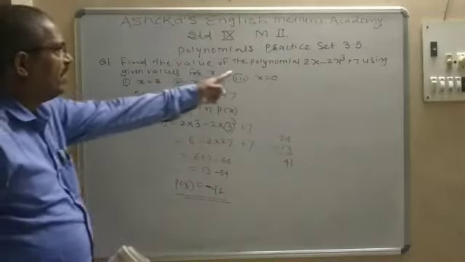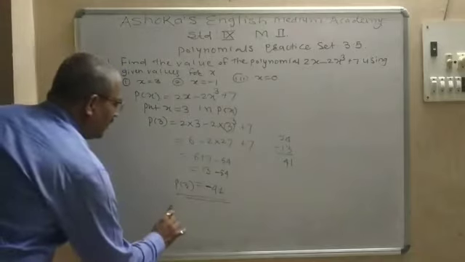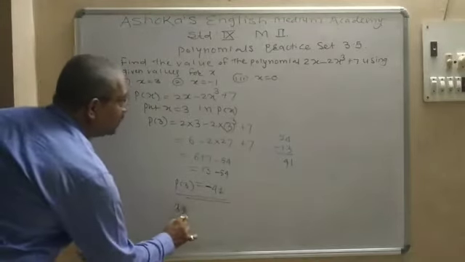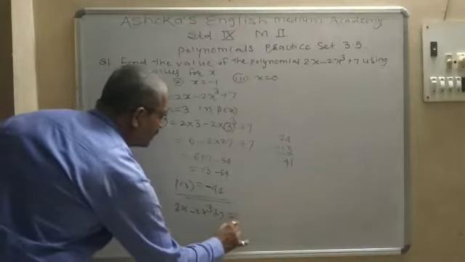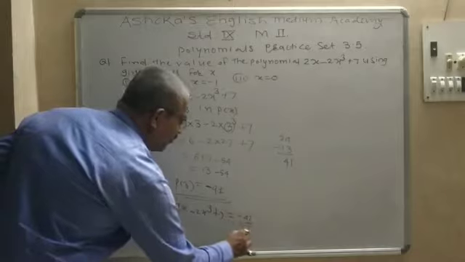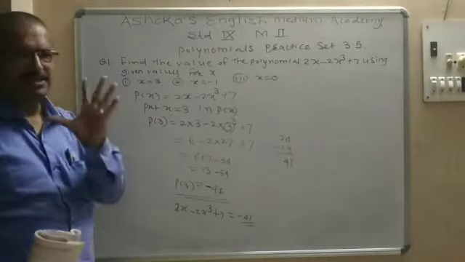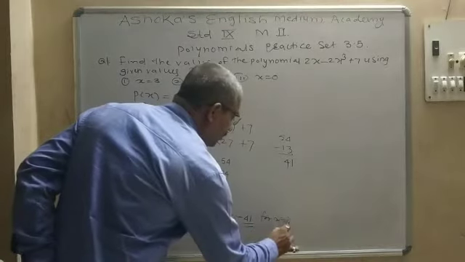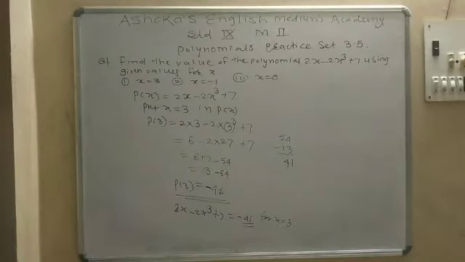Thus we find the value of the polynomial. This value of the polynomial you may write. Therefore 2x minus 2x raised to 3 plus 7 is equal to minus 41 is the value of this polynomial for x is equal to 3. Understand? Now in a similar way we will solve the second question.